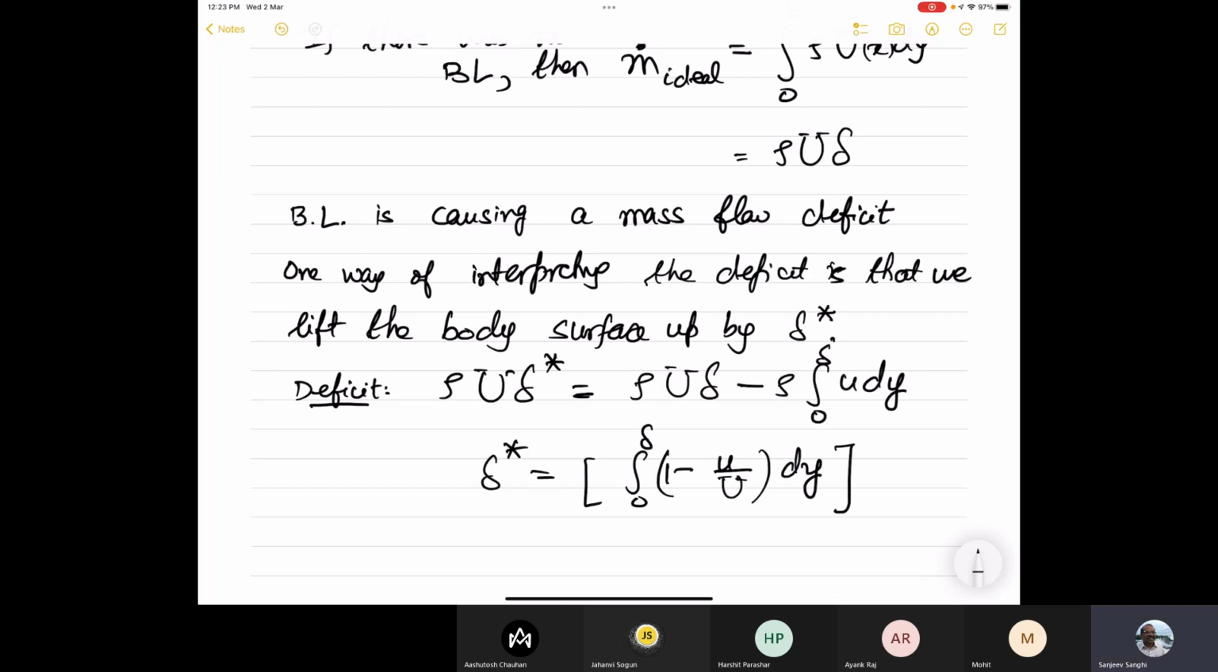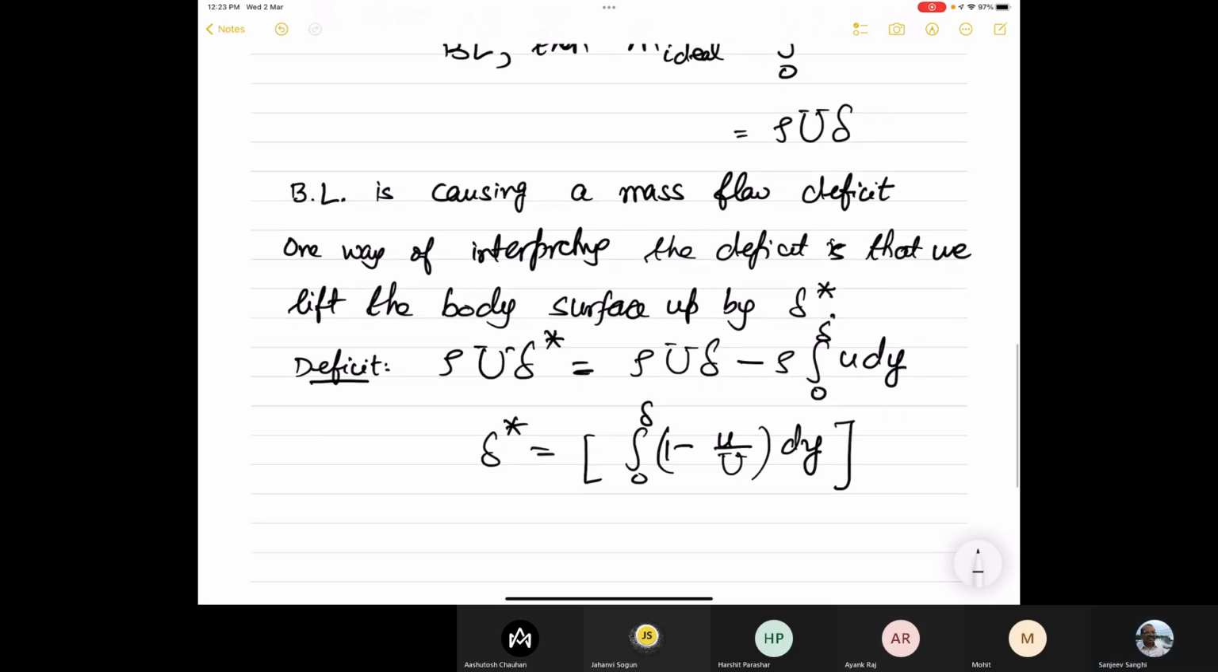Let me take a small pause and see if you have understood this. Is this clear? Yes, sir. Okay. So this is the physical motivation of defining the displacement thickness.